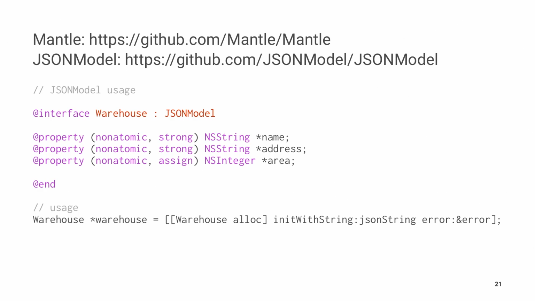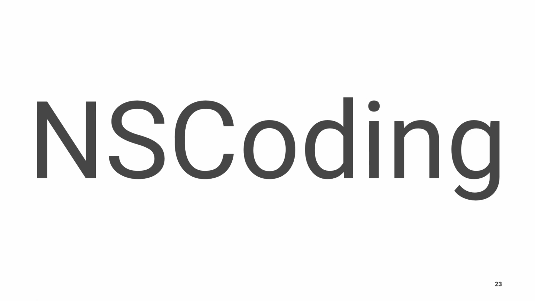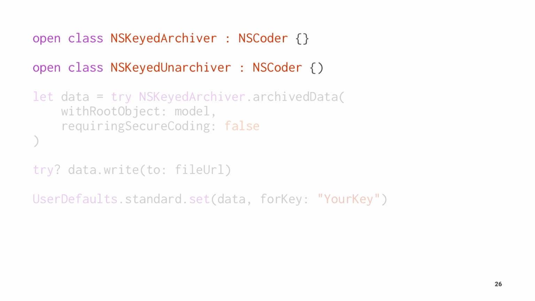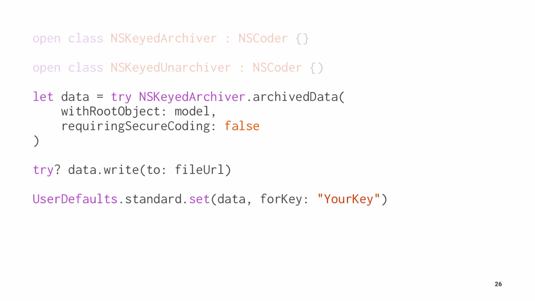NSCoding is our first API that we use for serializing the data for persistence. And yeah, basically we all know how it works. I just want to mention that NSKeyedArchiver and NSKeyedUnarchiver are the only existing classes that we have nowadays in Foundation which inherit NSCoder and are not deprecated. Basically, these are our main coders in NSCoder and NSCoding infrastructure. And if our models conform to NSCoding, serializing, deserializing is a trivial task.